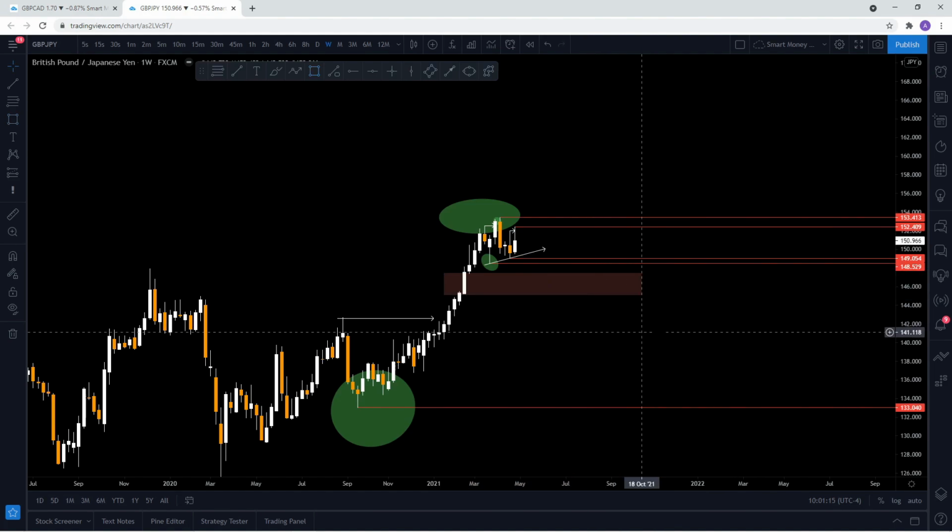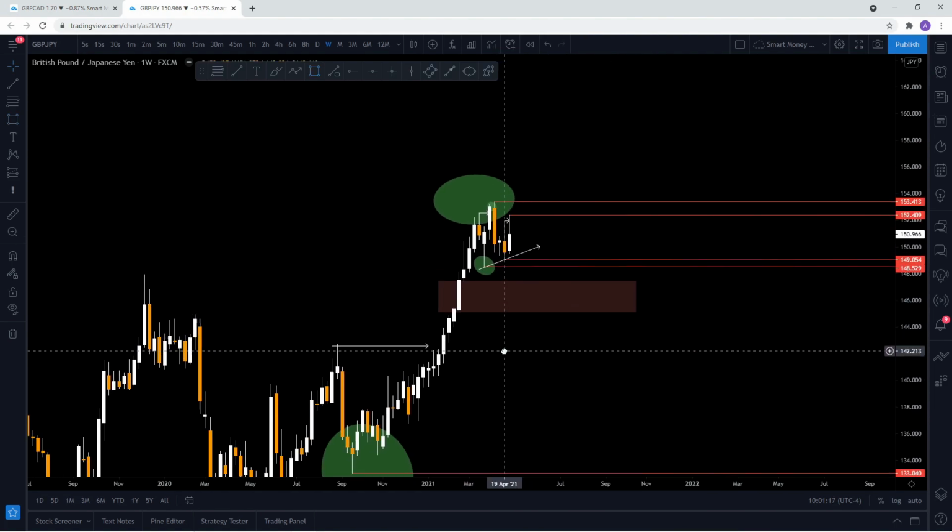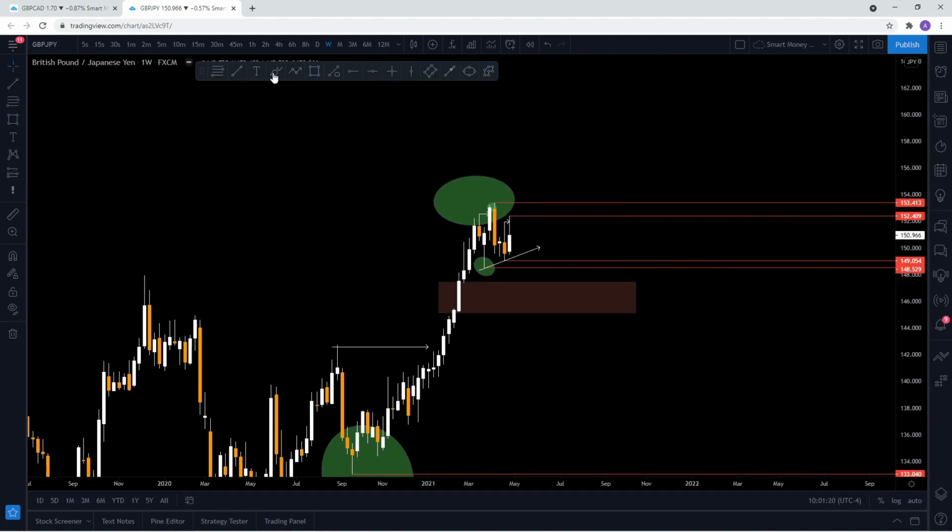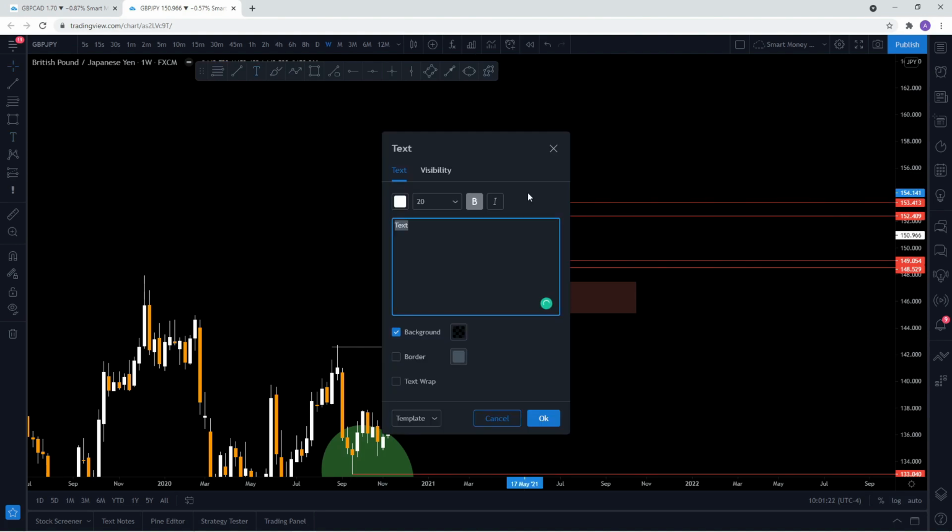So we have all this well annotated in our chart. External range liquidity on the weekly level is going to be up here, so I'm going to leave a note here.